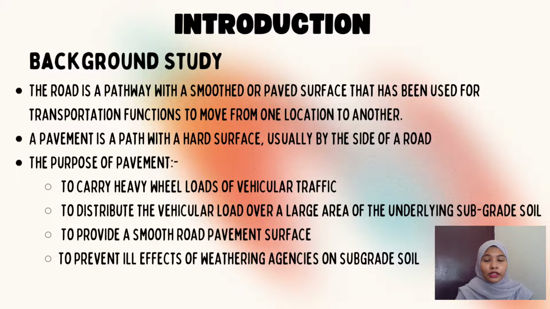Introduction, background study. The road is a pathway with a smooth or paved surface that has been used for transportation function, to move from one location to another. A pavement is a path with a hard surface, usually by the side of a road. The purpose of pavement is to carry heavy wheel loads of vehicular traffic, to distribute the vehicular load over a large area of the underlying subgrade soil, to provide a smooth road pavement surface, and to prevent ill effects of weathering agency on subgrade soil.